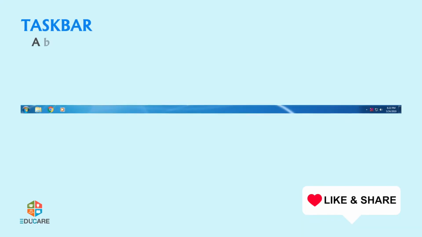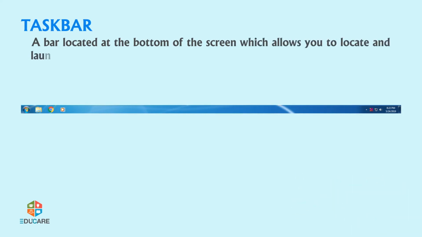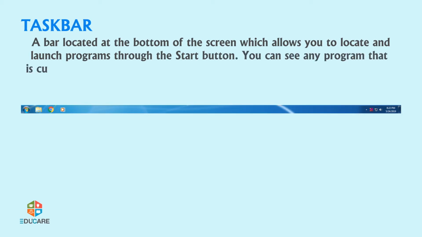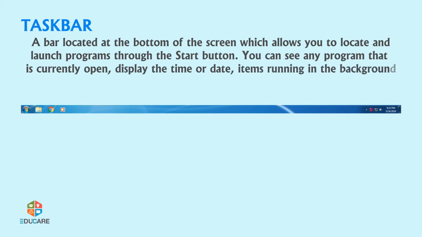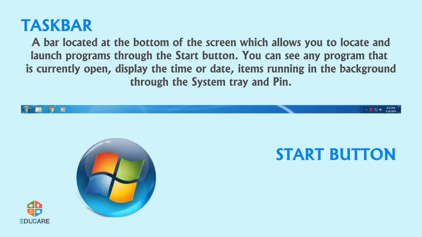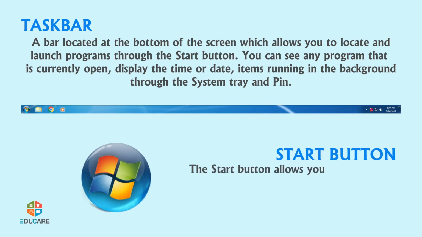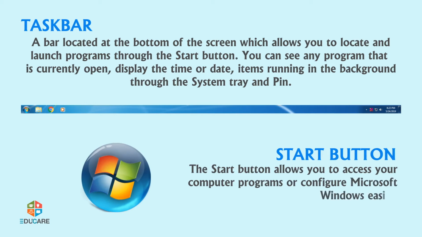Taskbar. A bar located at the bottom of the screen which allows you to locate and launch programs through the Start button. You can see any program that is currently open, display the time or date, items running in the background through the system tray, and pin. Start button, pin area, notification area, show desktop button. Start button. The Start button allows you to access your computer programs or configure Microsoft Windows easily.